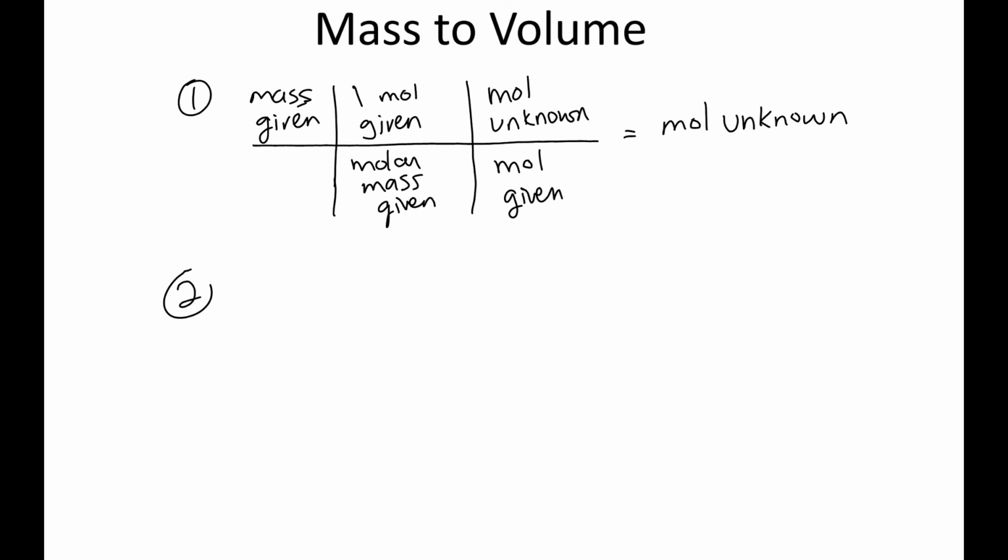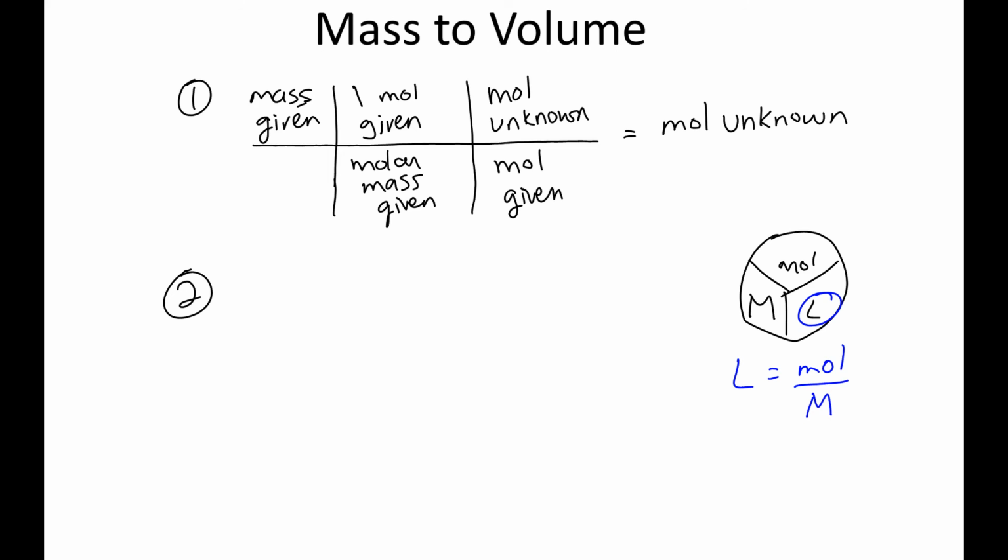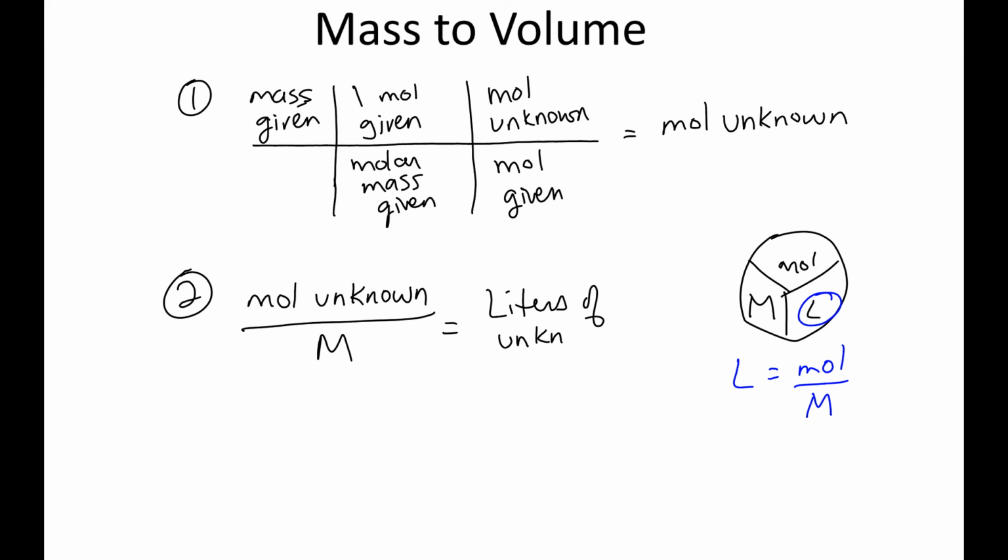Now the second step involves the equation. So let's go back to look at our upside down P sign. And this time we are looking for liters. So liters is moles divided by molarity. That's what we're going to use here. We're going to take the moles of the unknown that you just calculated in the step above and divide it by the molarity, and that's going to give you the liters. And remember, your unknown is what it's asking for. So the problem's going to ask for how many liters or how many milliliters or how much volume. That's your unknown.